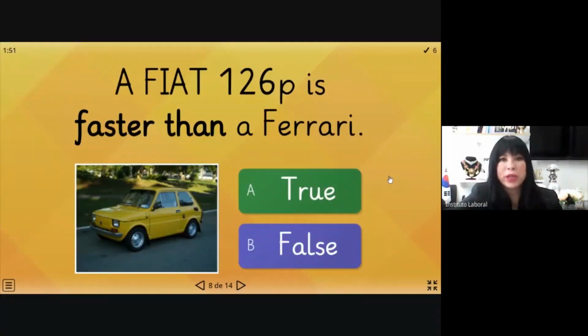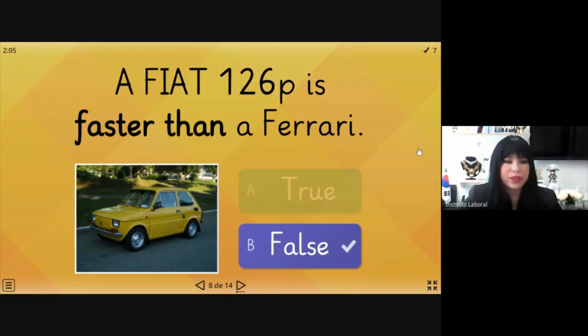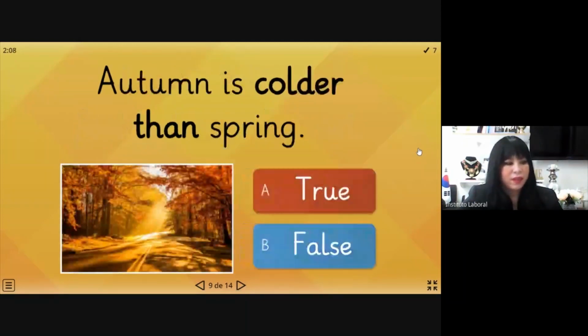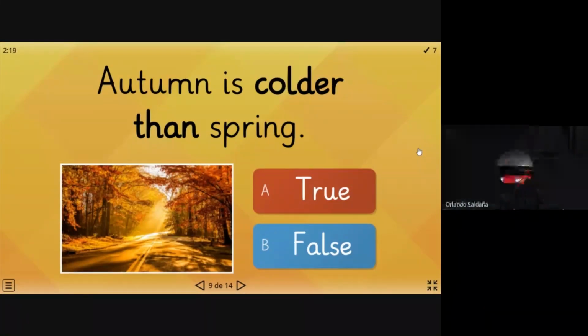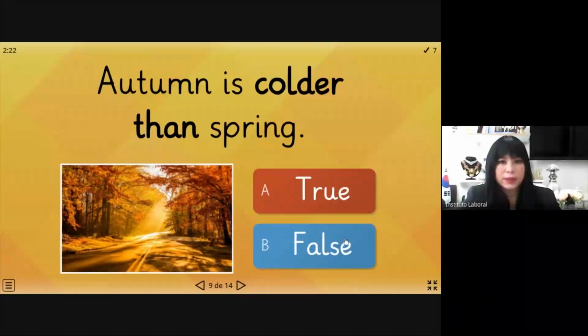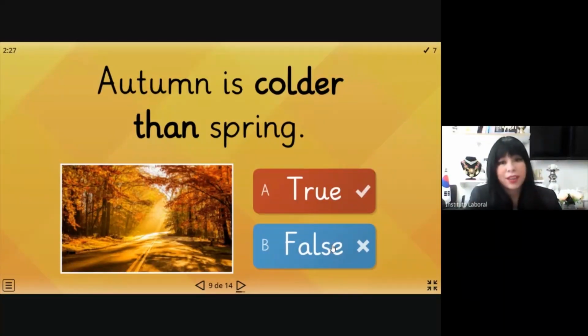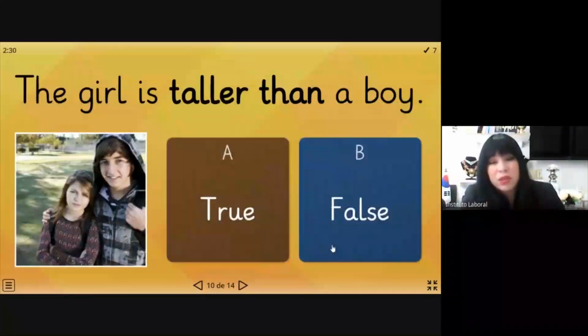A Fiat 126P is faster than a Ferrari. Cassandra? False. Excellent. Very good. Okay. Autumn is colder than spring. What do you think? Anyone can answer. False. Are you sure? No. Autumn is colder than spring. But don't worry, we don't have those seasons here, so we don't know.